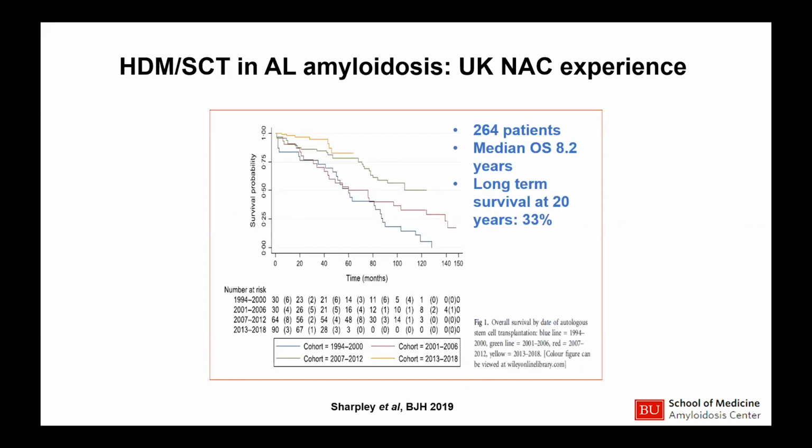Similar results were reported by the United Kingdom National Amyloidosis Center in 264 patients treated with stem cell transplantation in AL amyloidosis, with a median overall survival of 8.2 years and long-term survival at 20 years of 33%.